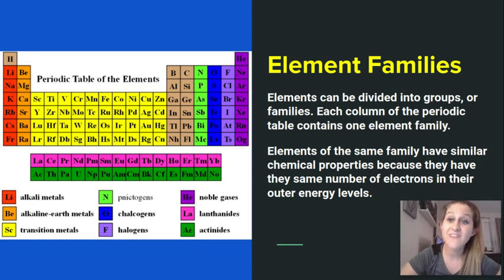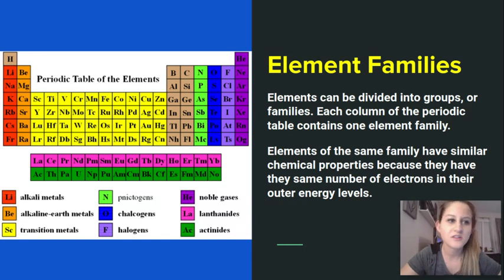Elements of the same family have similar chemical properties because they have the same number of electrons in their outer energy levels. That is huge. That's the main thing they have in common. They have the same number of electrons in their outer energy levels.